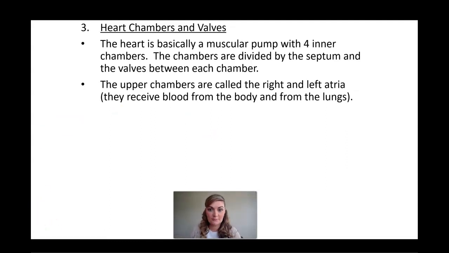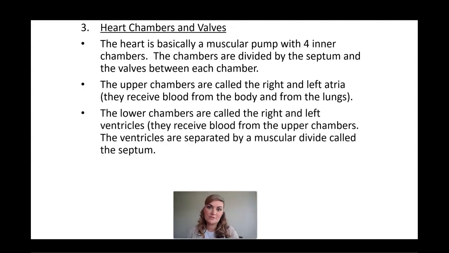The 2 upper chambers are going to be called the right and left atria. They can receive blood from the body and from the lungs. So if it's coming in to the right atria, it's receiving blood from the body. If it's coming into the left atria, it's receiving blood from the lungs. The lower chambers of the heart are going to be referred to as the ventricles, and you'll have a right and left ventricle. And so the ventricles are going to be separated in the center by a muscular divide called the septum. And so that's called an interventricular septum. And so it simply separates the 2 ventricles.